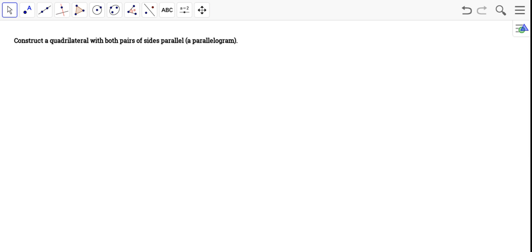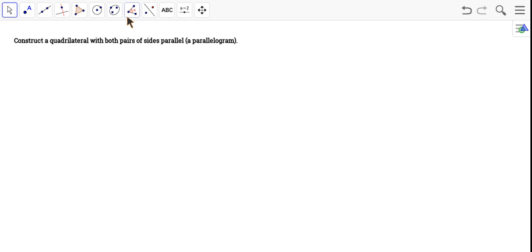So we're going to work out an example now, since we've learned how to construct parallel lines using GeoGebra, to construct a quadrilateral with both pairs of sides parallel, or a parallelogram. Yes, this could be a square or it could be a rectangle, but it doesn't have to be that specific.